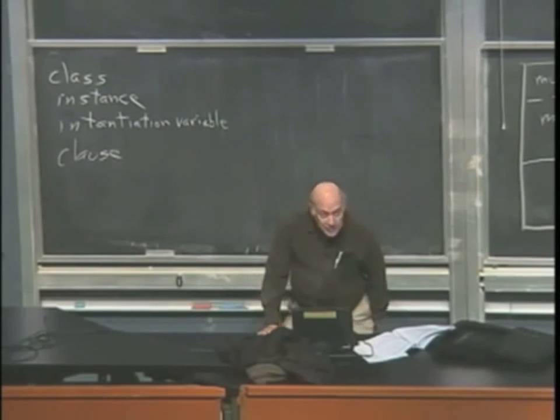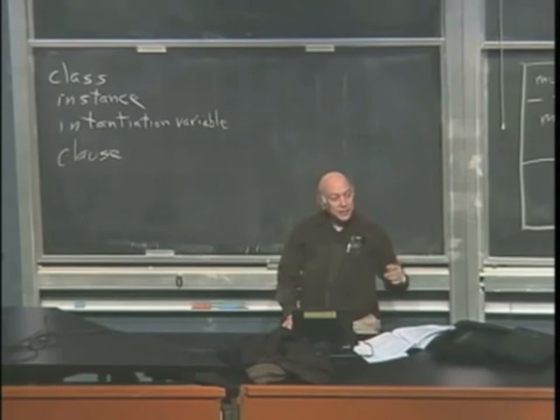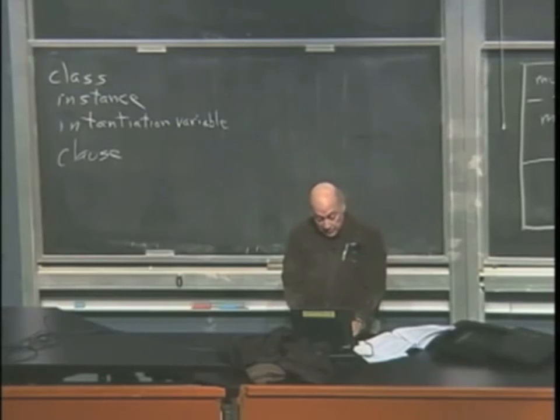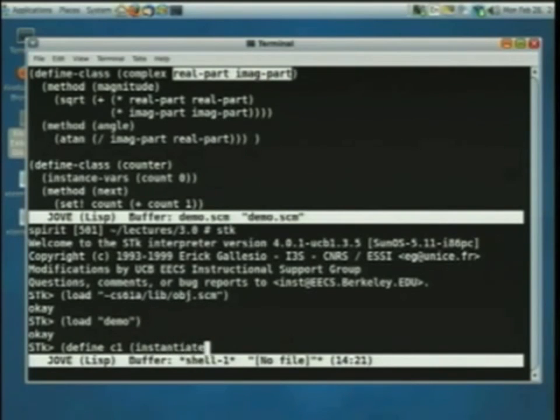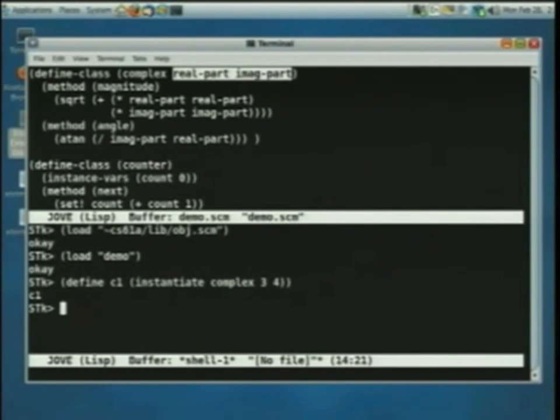So to show you how an instantiation variable works, let me jump right in and make an instance of this class. So I'm going to say define C1 instantiate complex 3, 4. So C1 now represents the value 3 plus 4i. If we actually look at what C1 is, it's a procedure. That's what we're going to be talking about next week, how we do this. But it's much like the message passing approach that we saw last week, where a datum takes the form of a dispatch procedure that you call with a message, and it does something or other.